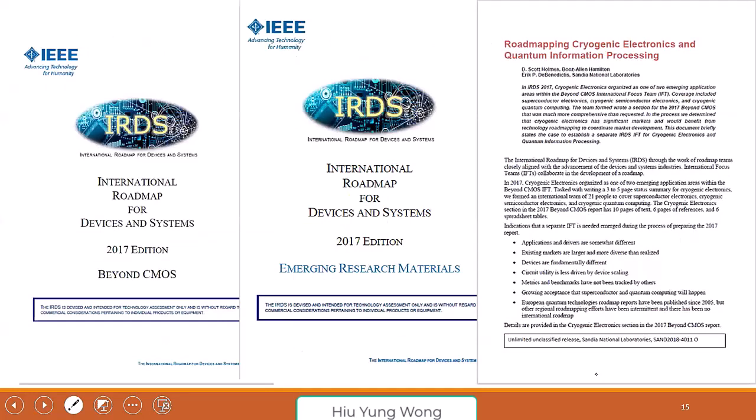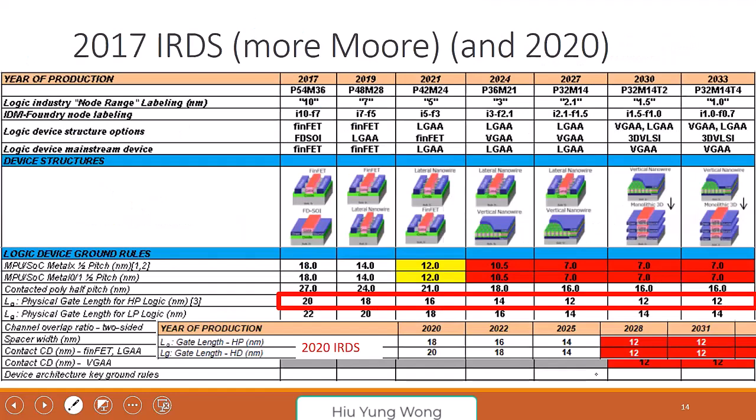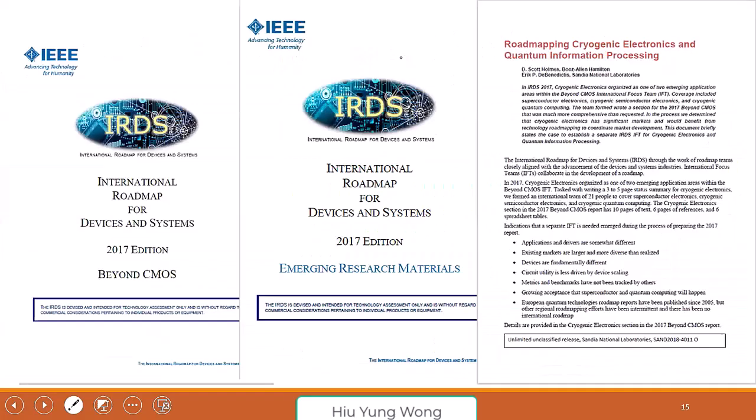So in the future, we cannot just rely on this so-called more scaling. This is for device and system, we talk about beyond CMOS, ferroelectric, what we just talked about, right? So do you have a question?